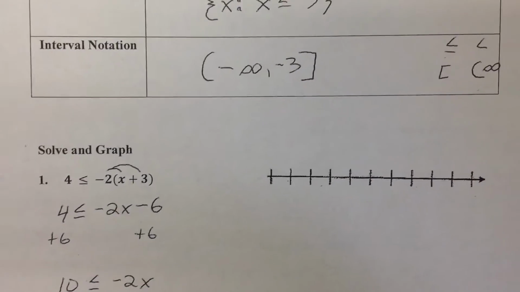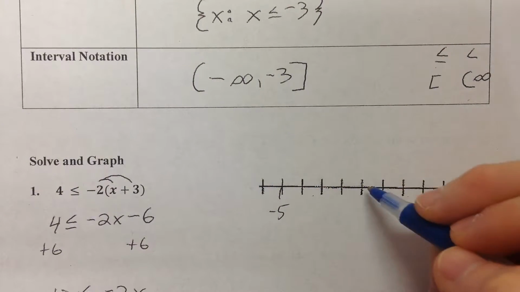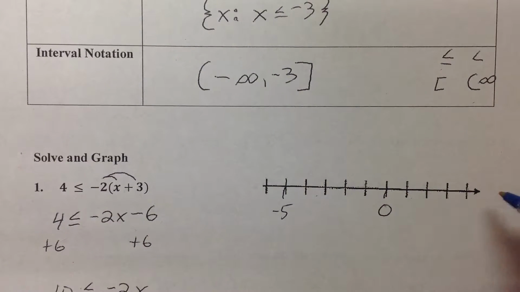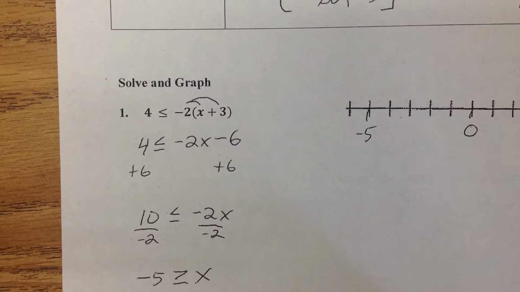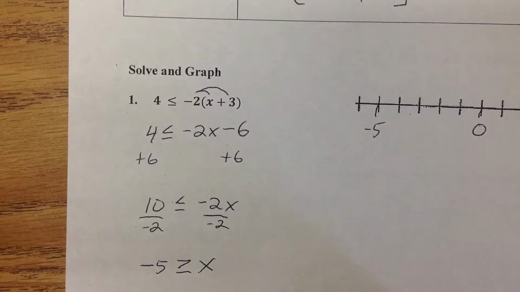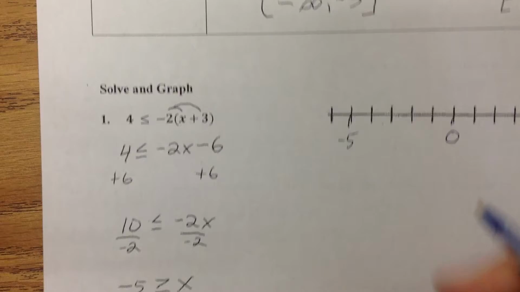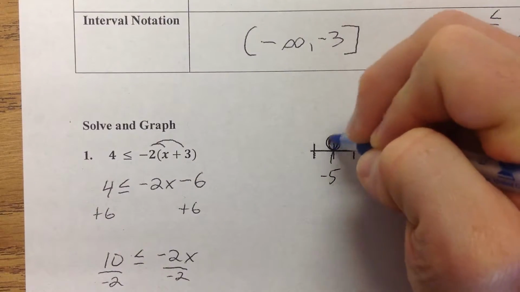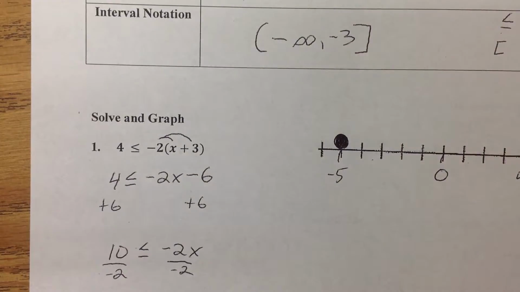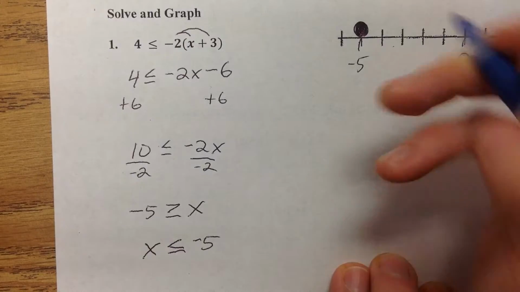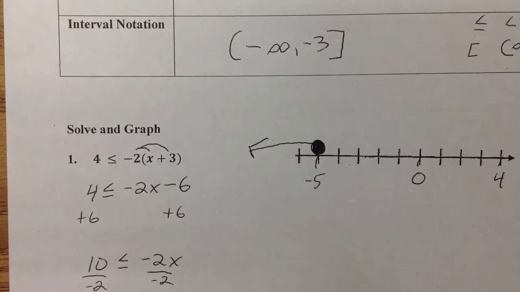So if we go up to the graph here, let's put a -5 here, -4, -3, -2, -1. We'll put a 0 here. And then we'll put a 4 here because we're out of lines. All right. So we've got the equal sign underneath right here. That's going to tell us we need a shaded circle on the -5. And then again, since x is less than or equal to -5, that's going to be an arrow off to the left. Those are all the numbers that are less than -5.